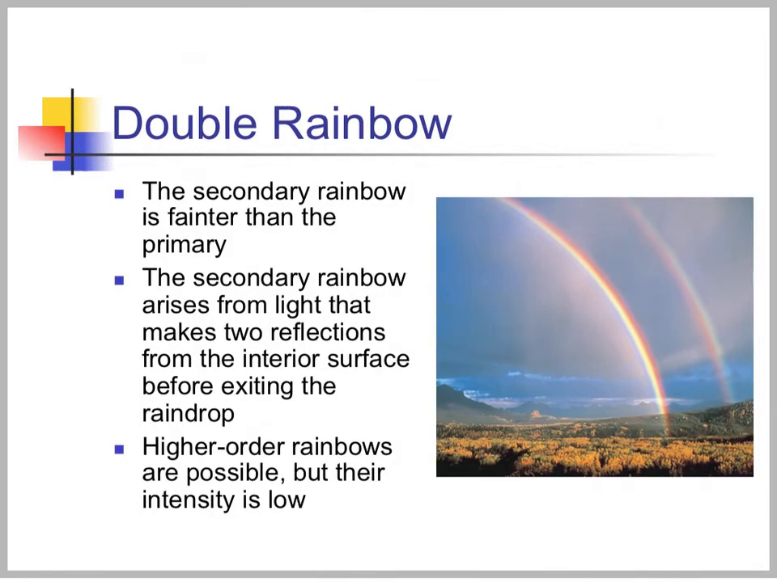Now sometimes you can see a double or even a triple rainbow. That double rainbow is a lot fainter than the primary. The secondary rainbow arises from light that makes two reflections on the interior surface before exiting the drop. Higher order rainbows are possible, but their intensities are very low. You have to have very bright sun and a very dark background to ever see them.